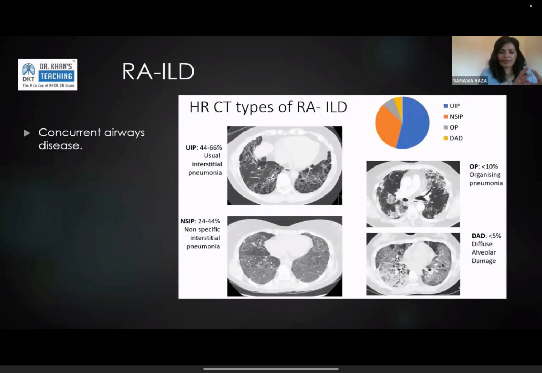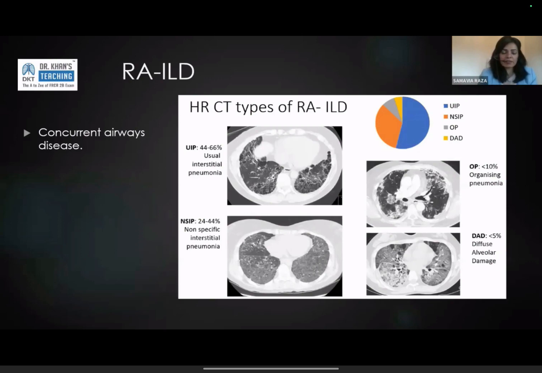Airway disease is further divided into obstructive and non-obstructive. I'm not going to go into that today. The ILD can happen concurrently with the airways. Sometimes it can have only airways, but the ILD is usually never just ILD. It has ILD and airways.